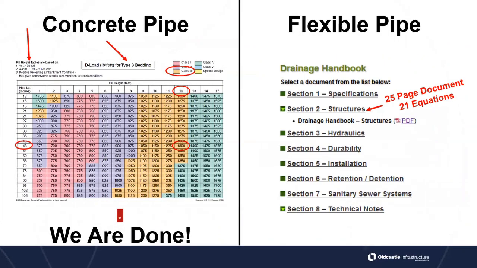of the drainage handbook. Now, I want to point out that this section, I've read it, I've worked through it, I know how to do it. This is a 25-page document, and there are 21 specific equations that you need to use and go through to do these calculations adequately for every project you do for flexible pipe.